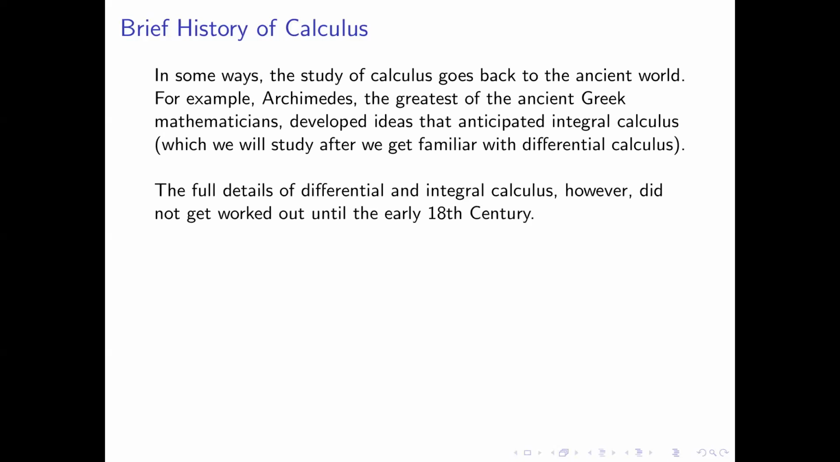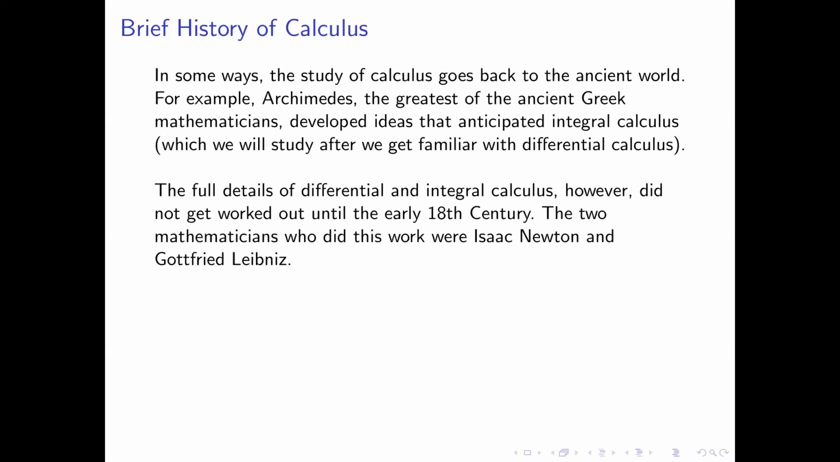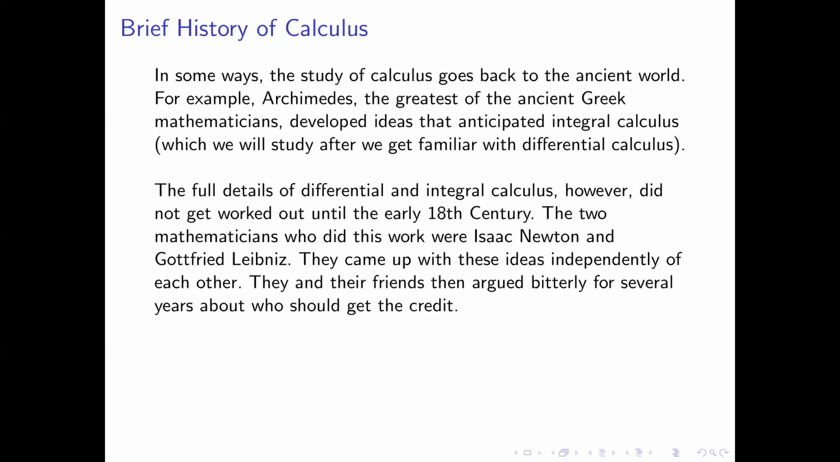But the full details of all this didn't get worked out until much later. You have to go to the 18th century. And the two key figures here are people you might have heard of, Isaac Newton and Gottfried Leibniz. And one kind of interesting thing that happened is that Newton and Leibniz developed their ideas independently of each other. They weren't talking to each other or exchanging letters or anything like that. They just happened to come up with these ideas at roughly the same time. And in fact, there was a kind of bitter dispute for several years between Newton, Leibniz, and their friends and colleagues about who should get the credit for coming up with calculus first, since they both kind of did it on their own. We don't need to worry about any of that.